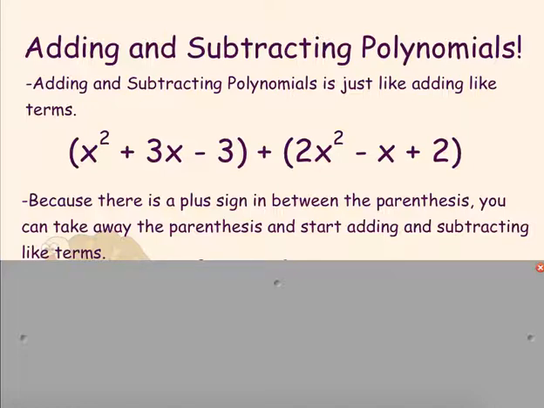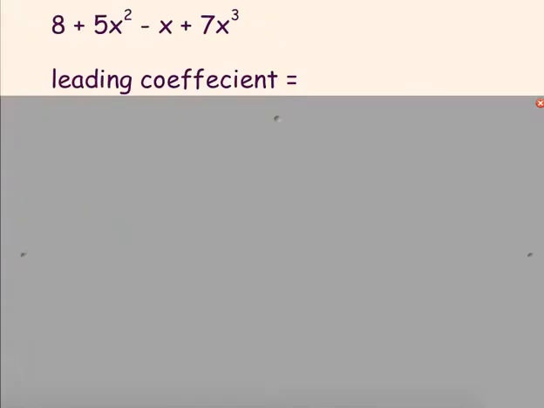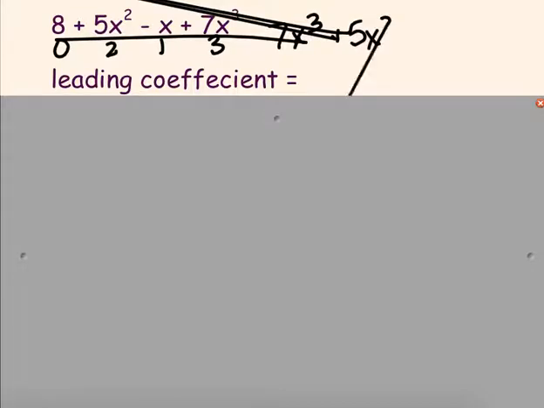Now let me find a couple more practices like we just did. So we need to order these in standard form and find the leading coefficient. So we're going to order them and say this has a degree of 3, a degree of 1, 2, and 0. So we say 7x cubed plus 5x squared minus x plus 8, which means the leading coefficient is right here, 7.